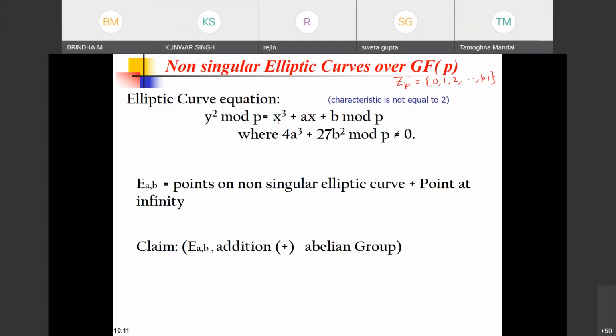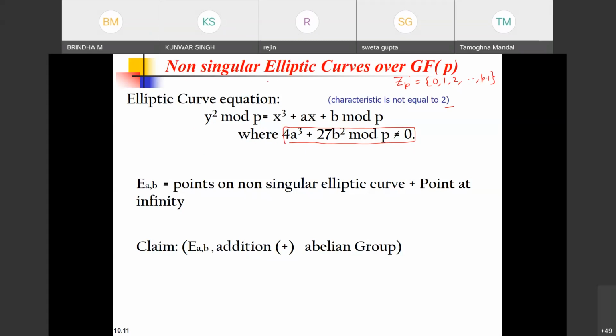If the characteristic number equals 2, then there will be a y square plus xy term, which we are not discussing here. In the blockchain, this kind of elliptic curve equation is used, where the characteristic number is not equal to 2. So this is the normal equation. Why is this condition there? Non-singular.